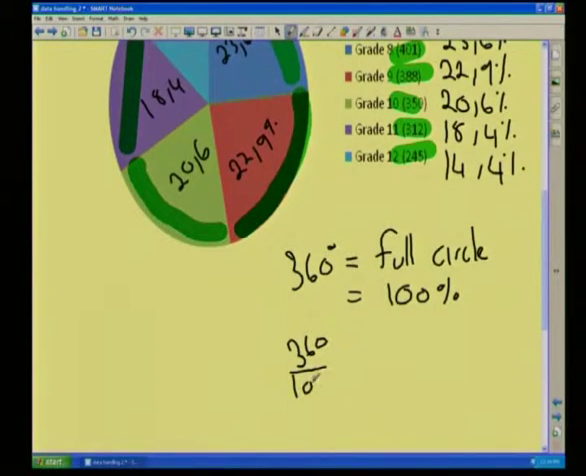Now, if 360 degrees equals 100%, what would 1% equal? That's right, I have to take the 360 and divide it by 100. That means that 360 divided by 100 equals 3.6 degrees. That is the same as saying 1% of the circle. So every 1% that I have is represented by 3.6 degrees of the circle.